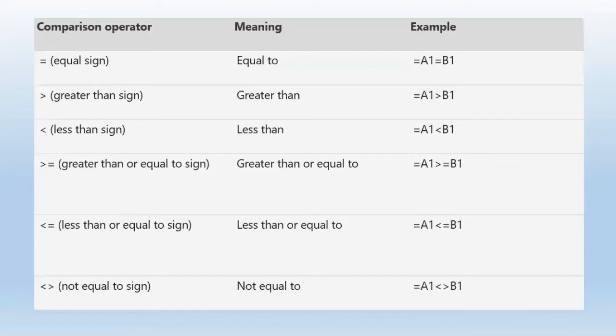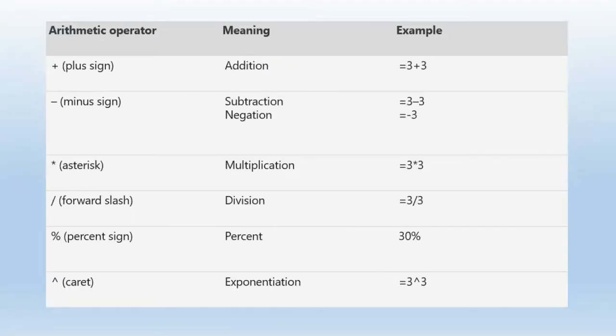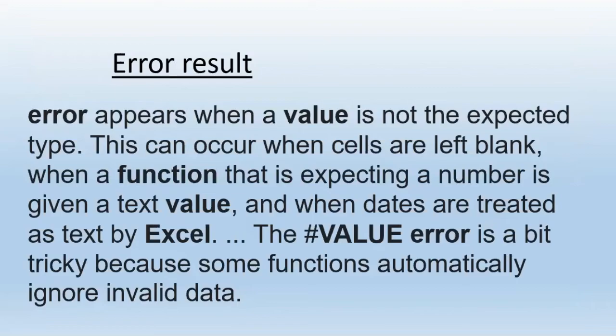These are the comparison operators and their meanings: equal to, greater than sign, less than sign, greater than or equal to, less than or equal to, or not equal to sign. Okay, these are the arithmetic operators that we use: plus sign, minus sign, asterisk, forward slash for division, then the percentage sign, and the exponent. The caret sign is used for the exponent.